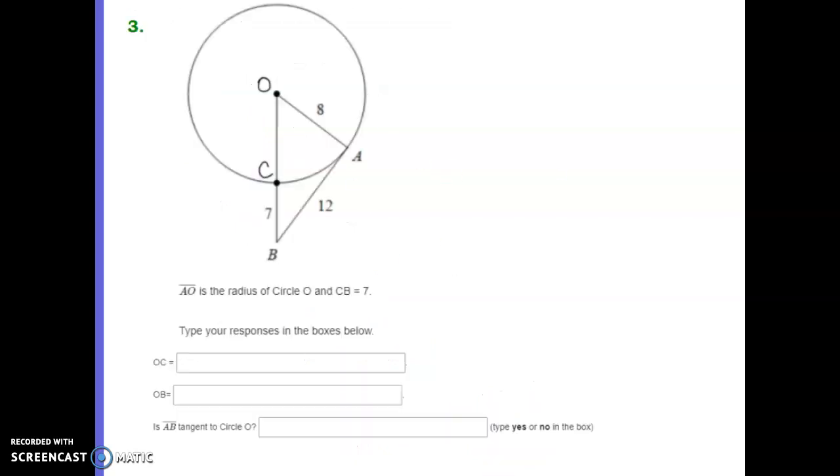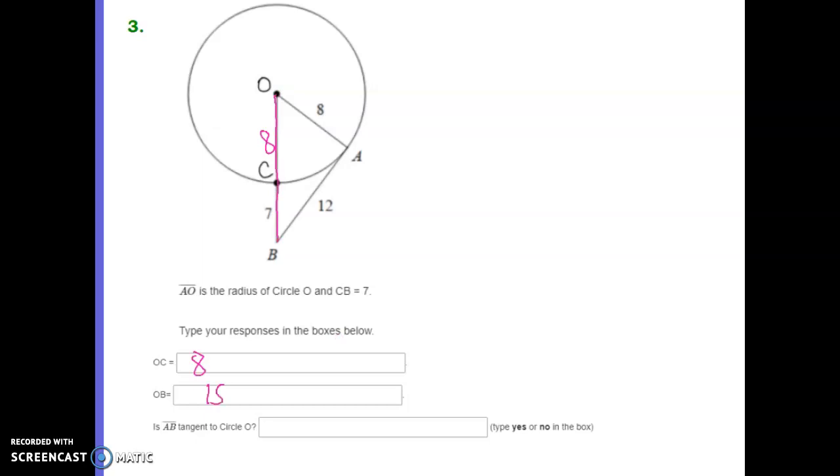Number 3. AO is the radius. Okay, so AO is the radius. That makes this length also 8. Okay. And CB is 7, which is already on the diagram. That is nice. So it's asking us for the length of OC. That is clearly going to be 8 because that is the radius. And then OB is this distance right here, and that is going to be 15.